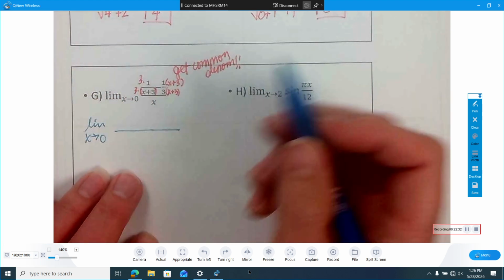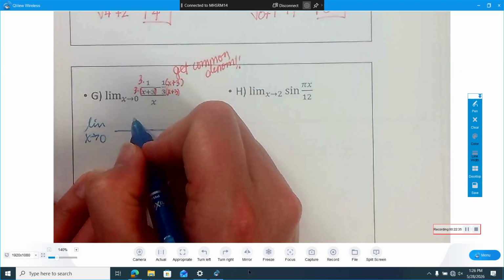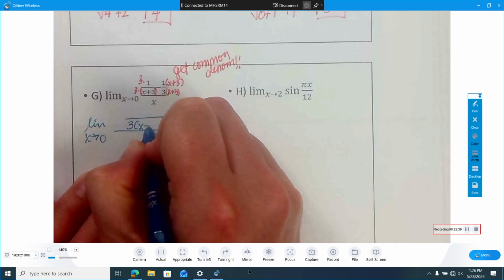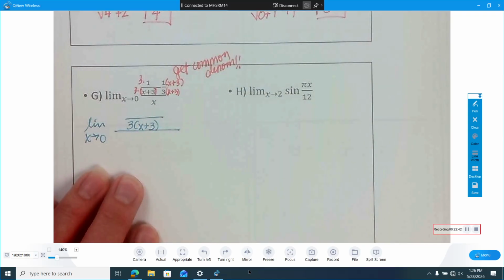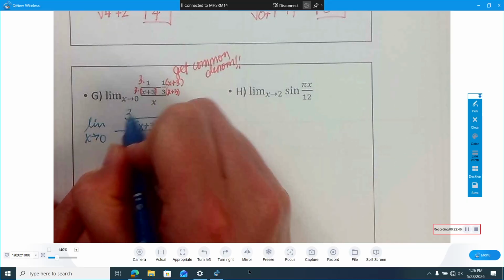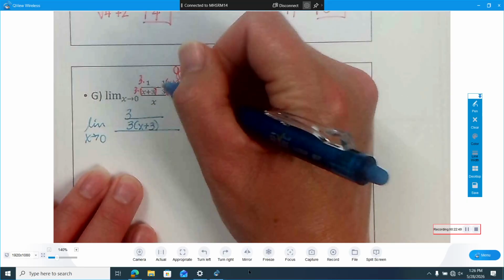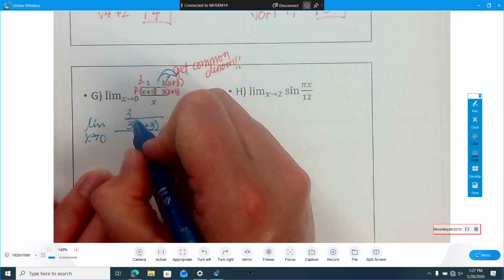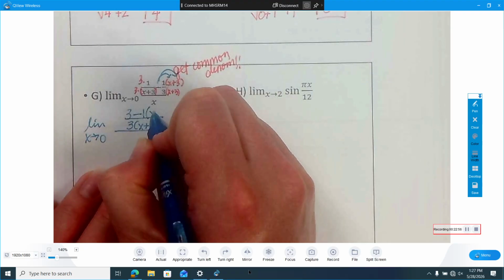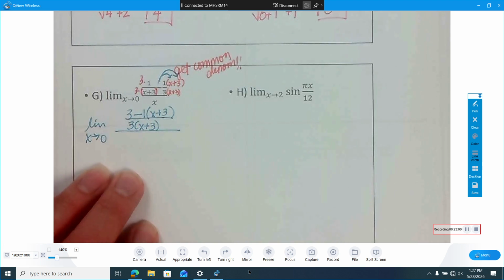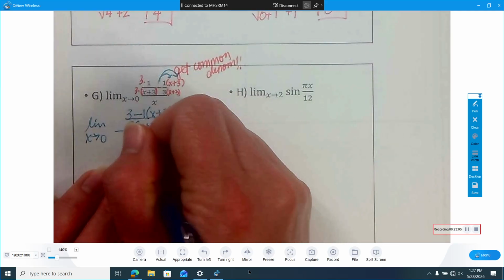So now my numerator has a common denominator of 3 times the quantity x plus 3. In my numerator, I've got 3 times 1 is 3, minus... I have to distribute. It's a minus 1 times the quantity x plus 3. I'm going to write it like that just so you're clear what's happening here. Watch that negative. It'll kill you every time.